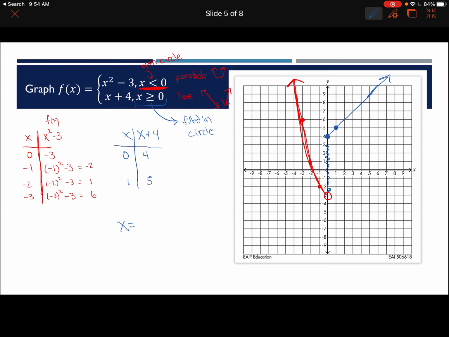X equals 0 is we're going to call this a jump discontinuity. And the reason we call it a jump discontinuity is that when you get down to -3 on the red graph, you have to jump up to y equals 4 for the blue graph. But again, how we graph a piecewise function, you just graph each section according to what the inequality tells you.